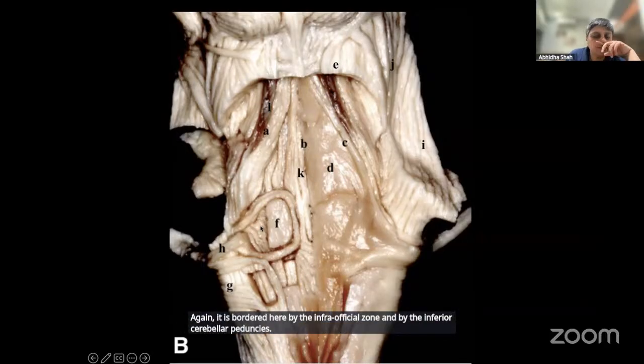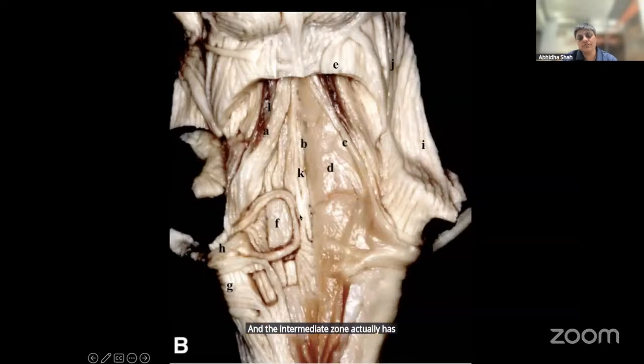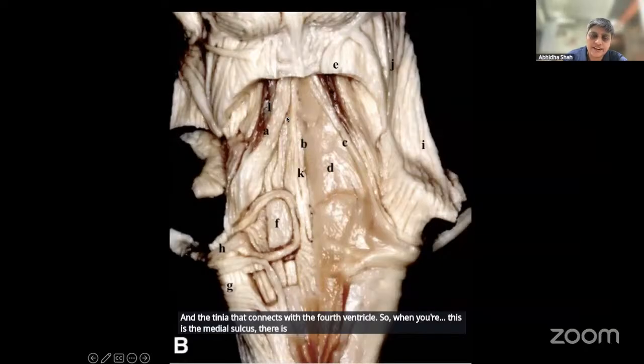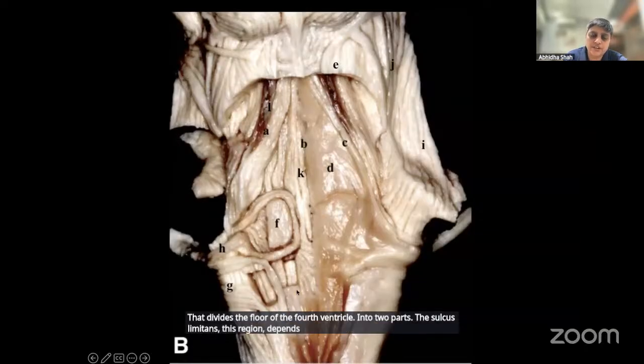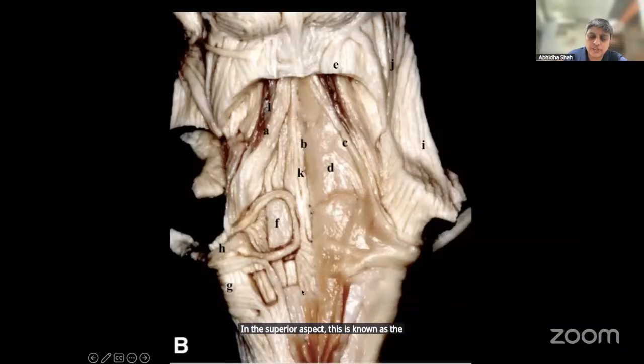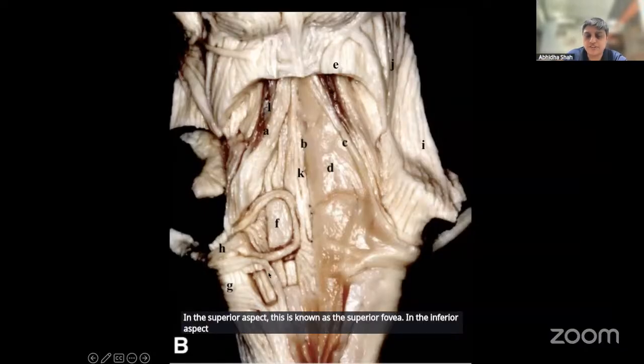And the intermediate zone actually lies between the two foveae, the superior and inferior fovea, and the tinea that connects with the fourth ventricle. So this is the median sulcus. There is another, lateral sulcus. This is the sulcus limitans that divides the floor of the fourth ventricle into two parts. The sulcus limitans deepens in the superior and inferior aspects. In the superior aspect, this is known as the superior fovea. In the inferior aspect, this is known as the inferior fovea.